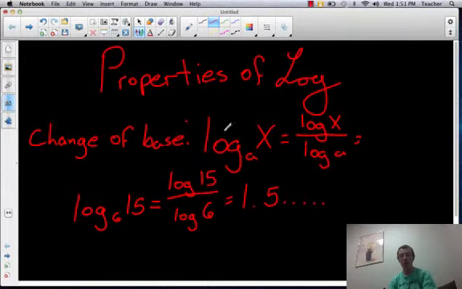So, as we just showed, the change of base is important because it brings a complex log down to a common log that we can work with our calculator and get a definite answer.